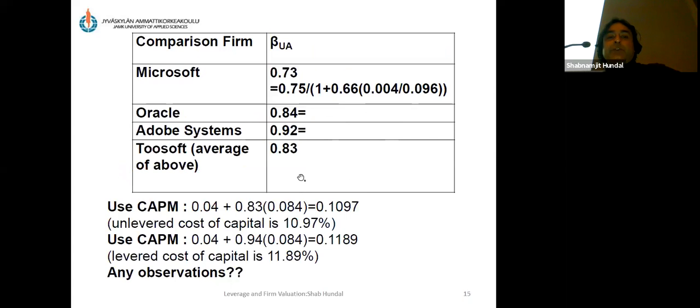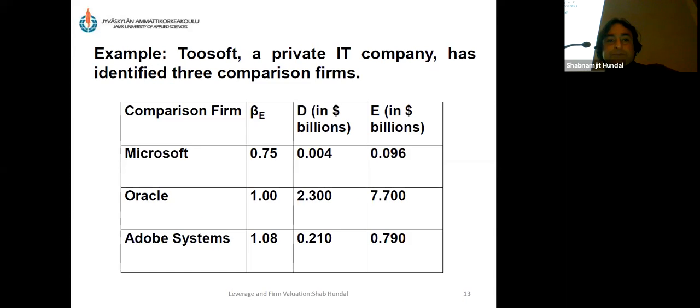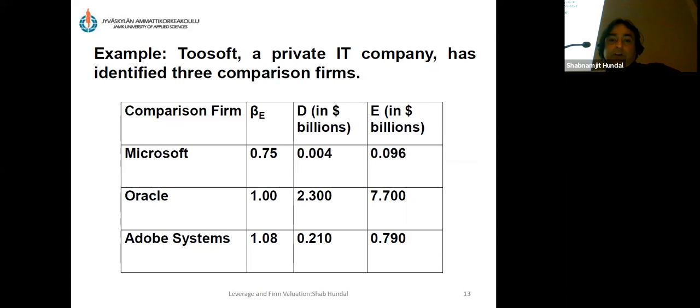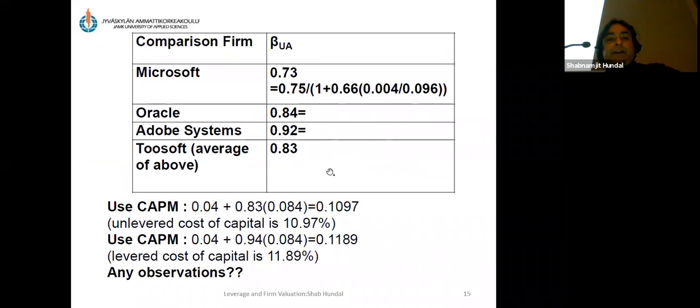And then the same thing you do for Adobe Systems. Adobe Systems beta was 1.08, and they also have a lot of debt. Almost 1/4 or less, 1/3 something, 1/3. And you find out that Adobe's beta is 0.92. It also falls substantially. And then we find the TooSoft companies' average, the average of 0.92, 0.84, 0.63. So when you find the average you get 0.83.